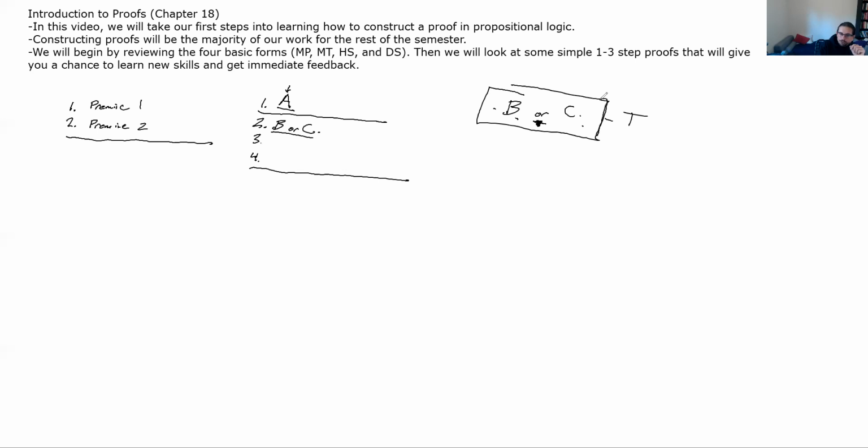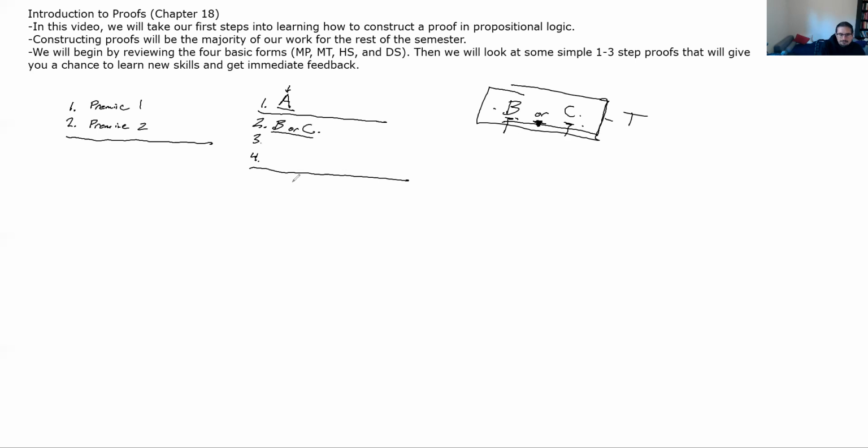Even if this whole statement is true, and it will be taken as true, that doesn't tell us if B or C taken as individuals are true. So if you saw this on a line, B or C, and I asked you, is B true? You would have to say, I don't know. We don't have enough information at this point.